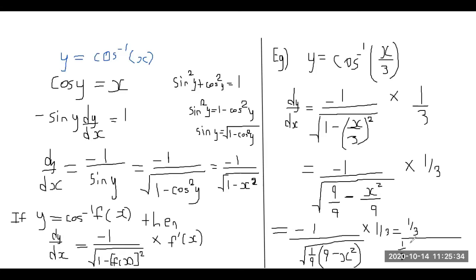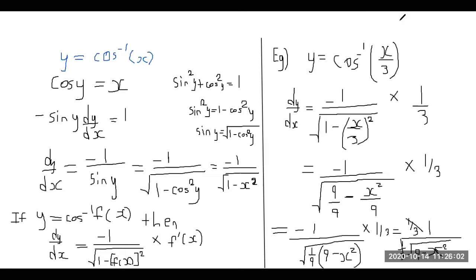And this 1 over 3 is then being multiplied by the square root of 9 minus x squared. Nine minus x squared. And so this 1 over 3 cancels this 1 over 3. And so this just becomes 1 over the square root of 9 minus x squared.